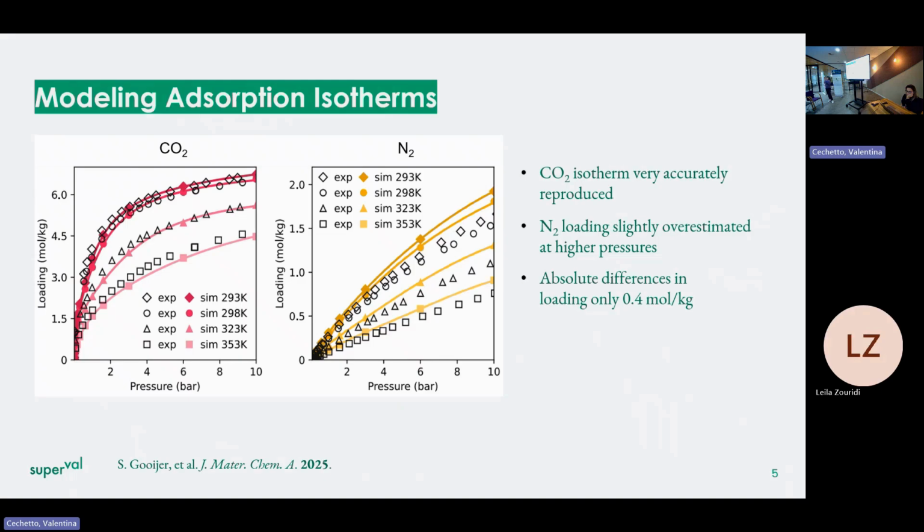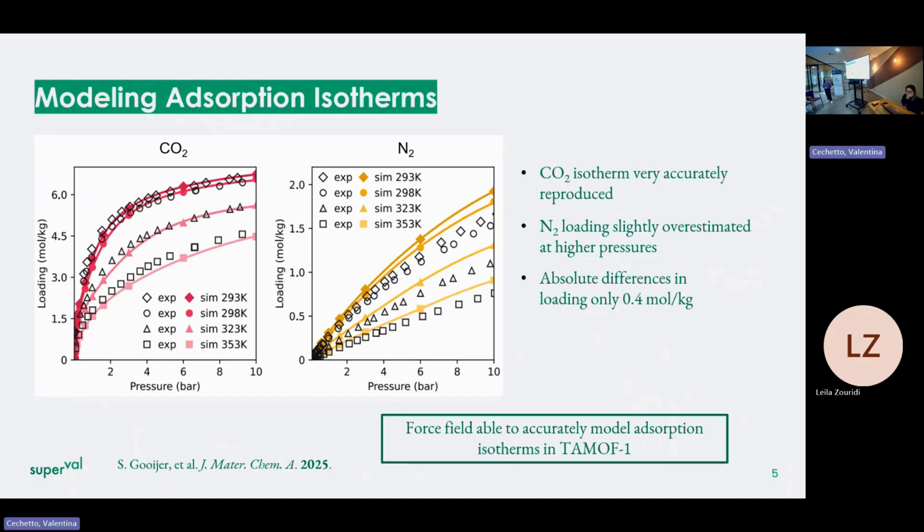We overestimate them a little bit in simulations, but because the N2 absorption is very low, the difference between the simulation and experiments is also low. So our force field is able to accurately model absorption isotherms. And this is great because we basically treat the whole system classically. So these simulations are fast and cheap.